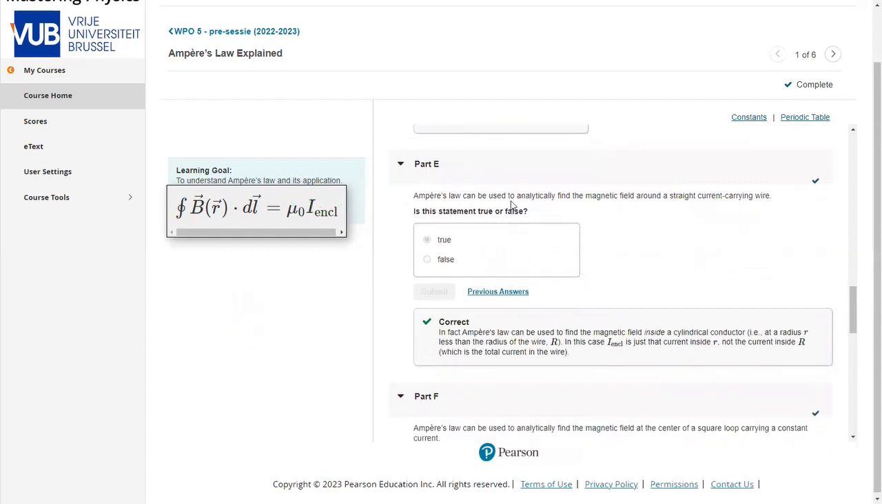Ampere's law can be used to analytically find the magnetic field around a straight current carrying wire. Yeah. Suppose that this was a current wire, and in a current wire you can find your magnetic field with Ampere's law, so it's true.